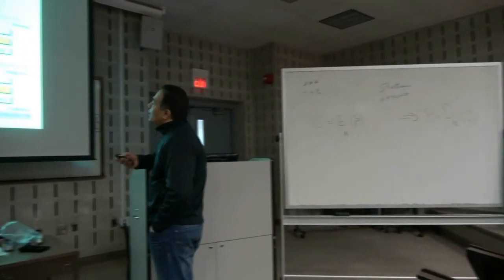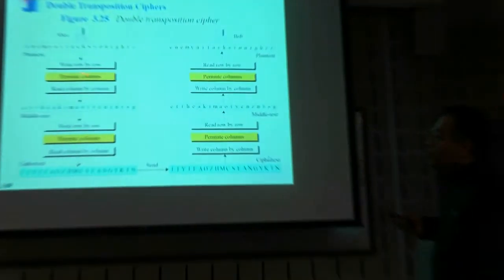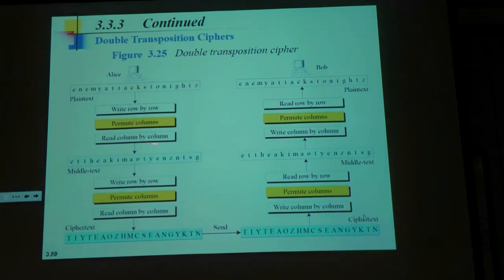So in here, for example, you write row by row, then you permute the columns, then read the columns column by column, and so you do multiple operations, as you will see later in the real encryption. It's like you're mixing them, you do different things.